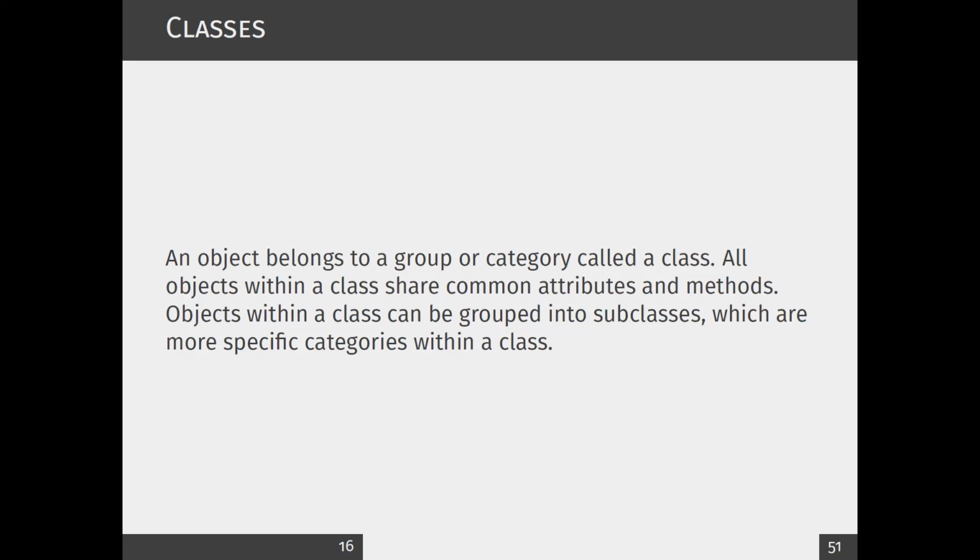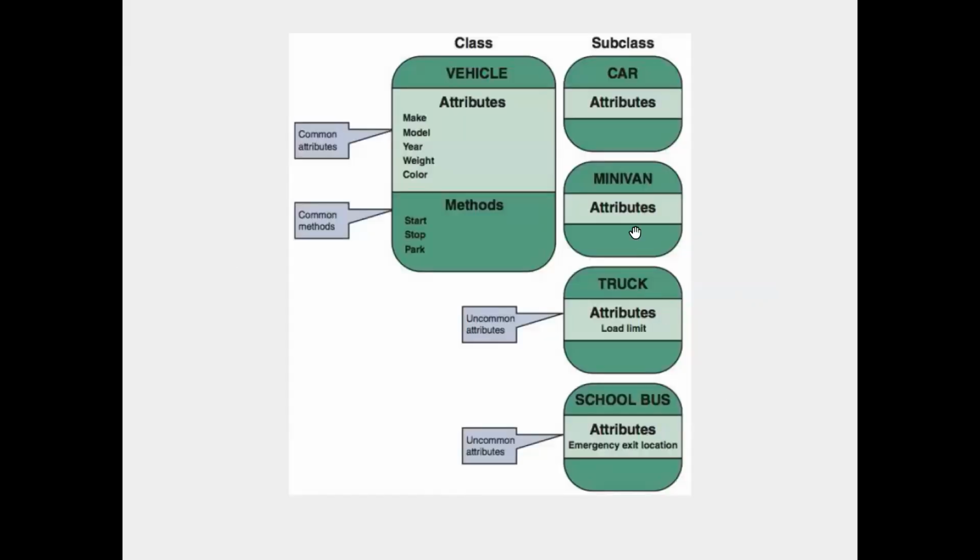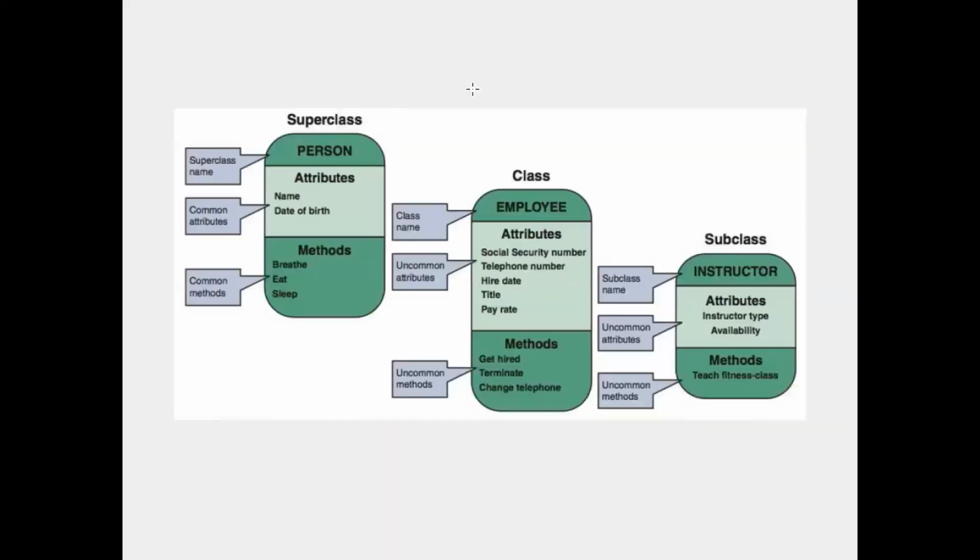A class is kind of a template, which can have some common attributes and methods. When we group objects, we can make a class. You can also have subclasses, which are more specific categories of a class. For example, here we see the class vehicle, and the subclasses could be specific cases like car, minivan, truck, and so on. Right, so here's another example.